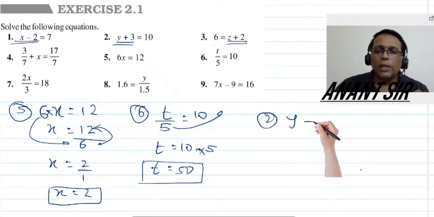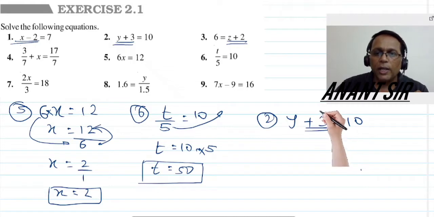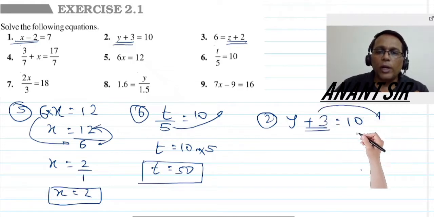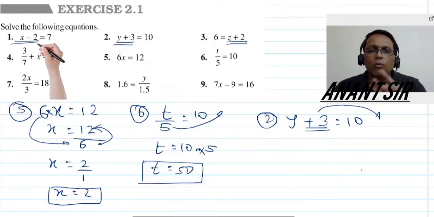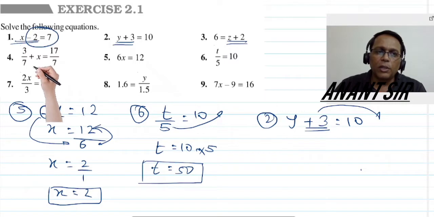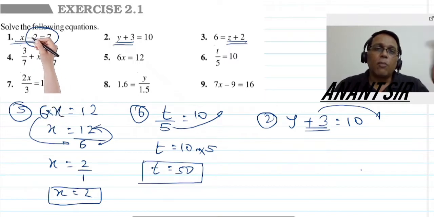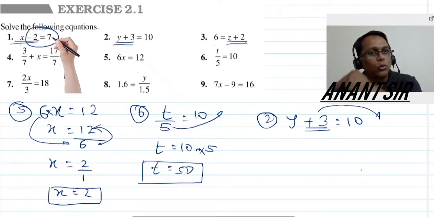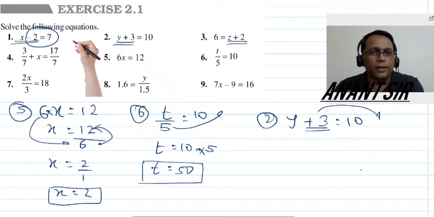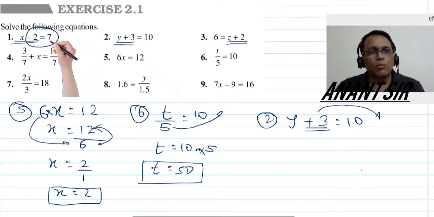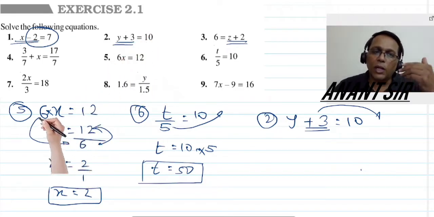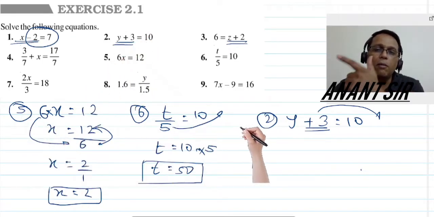For example, in the second question, y plus 3 was 10, we were adding 3 here. So when we took it to the other side, we subtracted. That's why the sign changed. Okay, so we are doing reverse. In the first question, it was x minus 2. So when we took that 2 to the other side, we added it. So we are just doing the opposite. Minus is becoming plus, plus is becoming minus. Similarly, multiply will become divide, divide will become multiply.